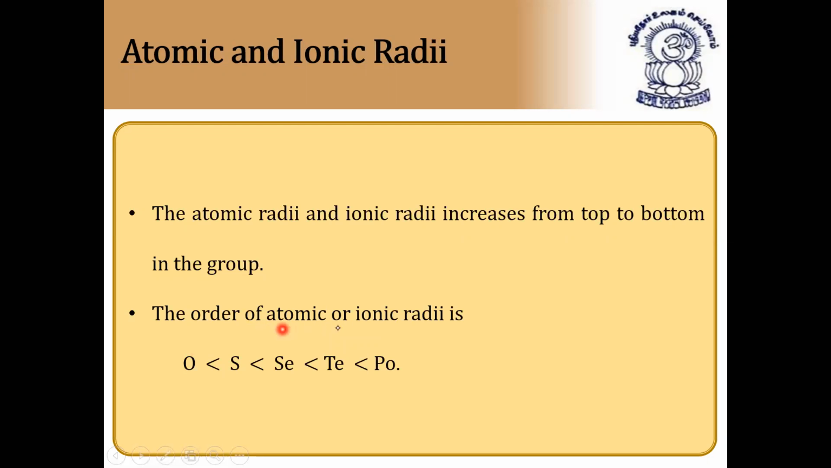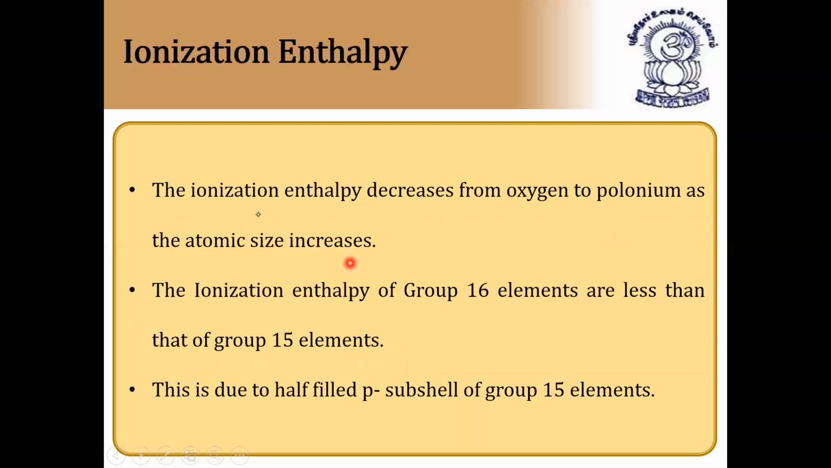The order of atomic or ionic radius is oxygen less than sulfur, less than selenium, less than tellurium, less than polonium. Ionization enthalpy is nothing but what? The amount of energy required to remove the valence electron. So that is called ionization enthalpy. Ionization enthalpy decreases from oxygen to polonium as the atomic size increases.